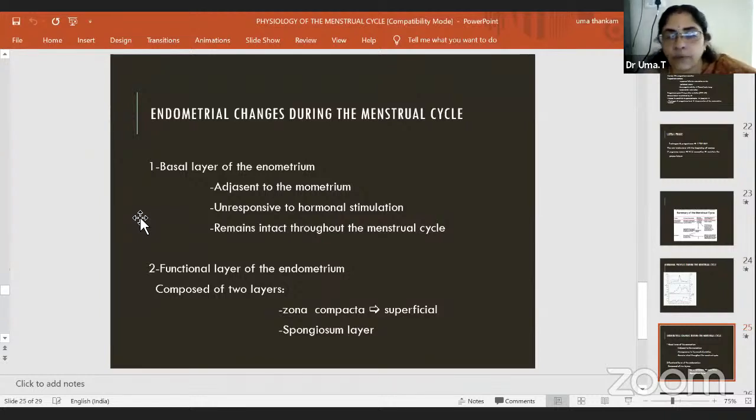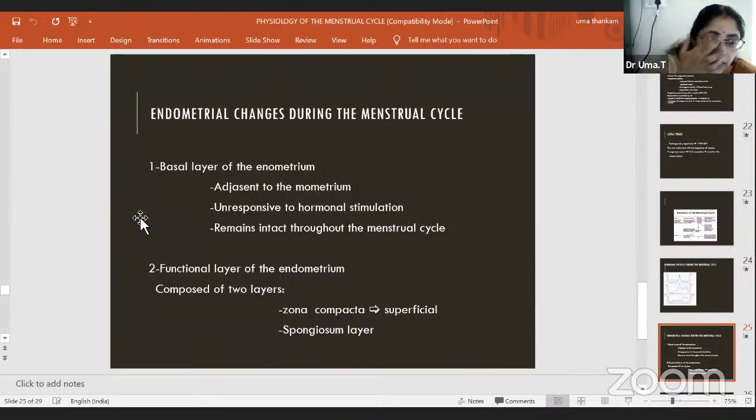Endometrial changes. Till now we discussed what happens in ovulation. Now we will see what happens to the endometrium in the menstrual cycle. In the endometrium, there are 2 layers. One is the basal layer of the endometrium, and the other is the functional layer. The basal layer is about 1 to 2 millimeters, is very much adjacent to the myometrium, is unresponsive to hormonal stimulation, and remains intact throughout the menstrual cycle.